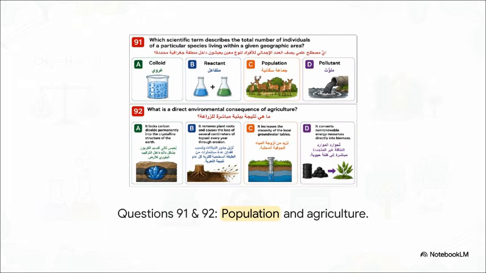Question 91 asks for the scientific term describing the total number of individuals of a particular species living within a given geographic area. That is the exact word-for-word textbook definition of a population, making option C correct. Moving right to question 92, what is a direct environmental consequence of agriculture? If we refer back to the textbook's warnings, farming practices, specifically tilling the soil, remove crucial plant roots. And without those roots holding things together, we lose several centimeters of topsoil every single year through erosion. Therefore, option B perfectly captures this direct consequence.